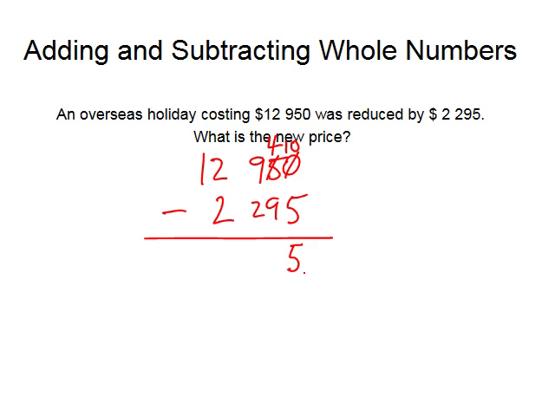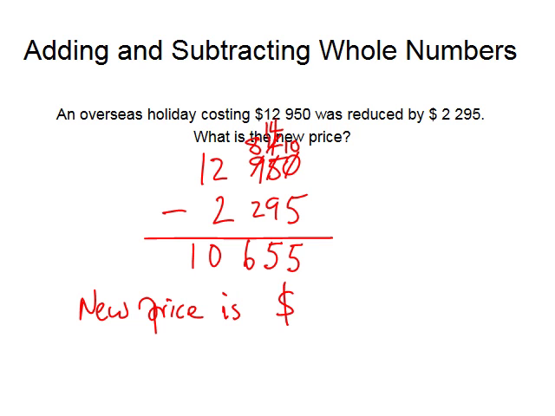4 take 9, can't do that. So we're going to trade with the 9. We're going to borrow from the 9, which leaves 8, pay that back as 14. 14 take 9 is 5. 8 take 2 is 6. 2 take 2 is 0. 1 take nothing is 1. So we need to write our answer in a sentence. The new price is $10,655.